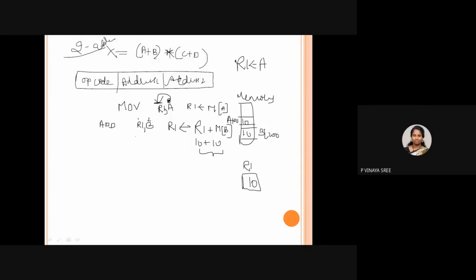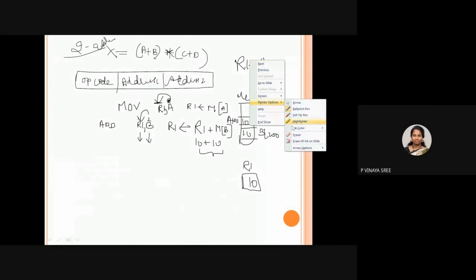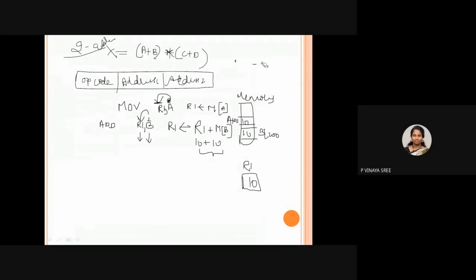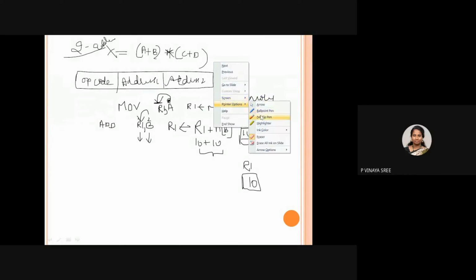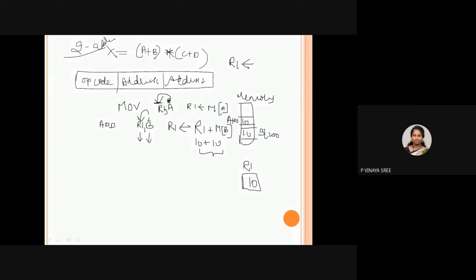This is our target. Whenever we say add, both the R1 contents and the memory location B contents will be added and the result will be stored back in R1. Next, let me write here clearly. Now in R1, what data do we have? In R1 we have 20. Yes, 20 means the expression A plus B has the value 20.